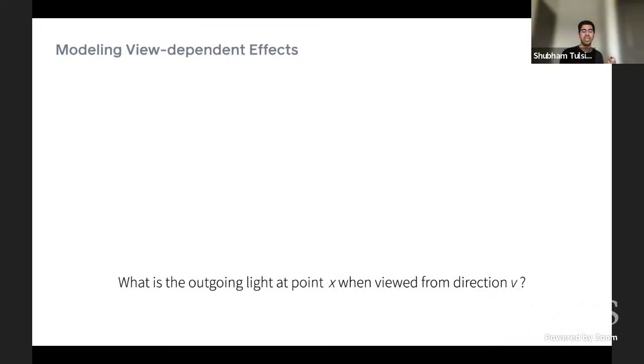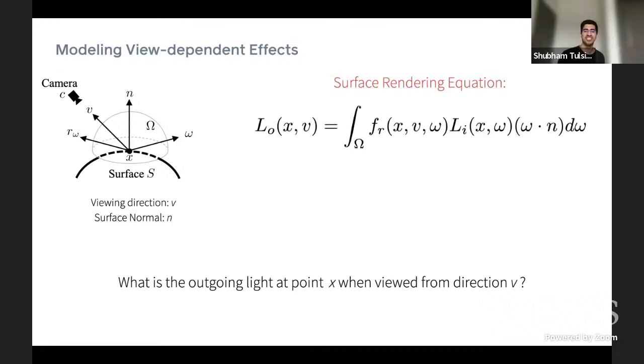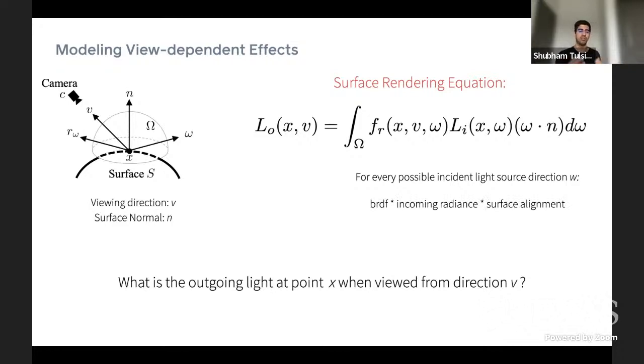When modeling view-dependent effects, the question that we are interested in answering is, given a point X and a camera that is in view direction V from point X, what is the light that would go out from the point X in direction V? There's a very famous and classical surface rendering equation, well known in computer graphics, which answers this question by integrating all the light that is incident to the point X and using the BRDF, which is a material property, to compute how much of it goes back in the direction V.